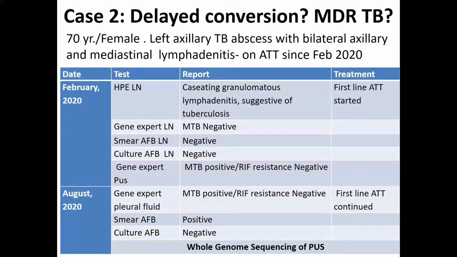Second case, again, a 70-year-old female with extrapulmonary tuberculosis. Now it's axillary lymph nodes, bilateral axillary as well as mediastinal lymphadenitis with an abscess.